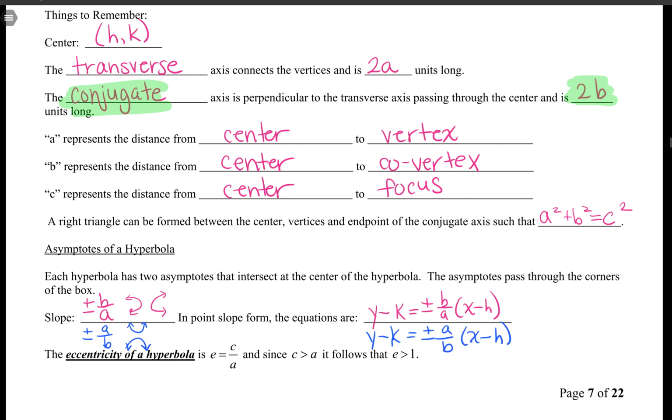Under the slope, please make sure that you have both of the options written down. So the slope will be plus or minus B over A if it's a horizontal transverse axis. And then we have this equation here, y minus k equals plus or minus b over a times the quantity of x minus h. The other case, if we have a vertical transverse axis, now the rise is a and the run is b. So we have plus or minus a over b, and now our point slope form is y minus k equals plus or minus a over b times the quantity of x minus h.